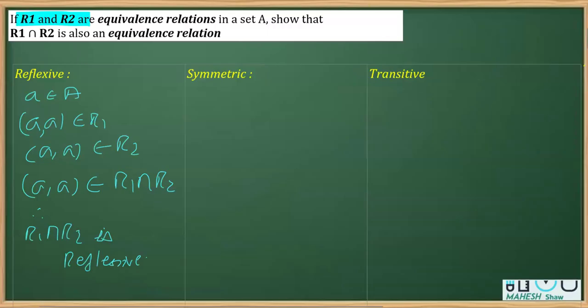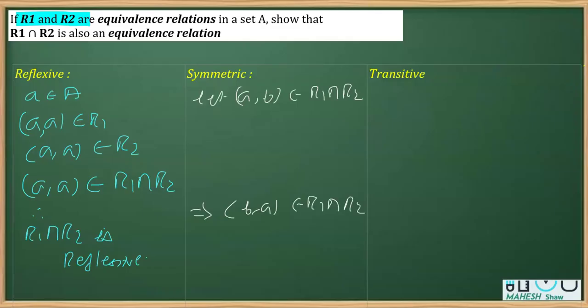Now coming to the next, we have to prove that R1 intersection R2 is symmetric. But we know that R1 and R2 are symmetric. That's given. So if I start with, let (a, b) belong to R1 intersection R2, then we need to prove that (b, a) also belongs to R1 and R2. That means we prove that R1 intersection R2 is symmetric.